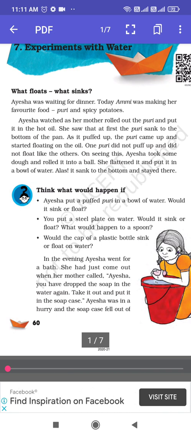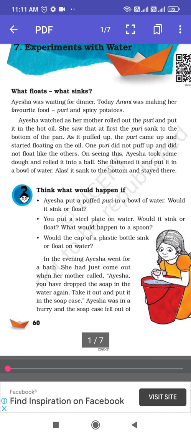On seeing this, Aisha took some dough and rolled it into a ball. She flattened it and put it in a bowl of water. Alas, it sank to the bottom and stayed there.